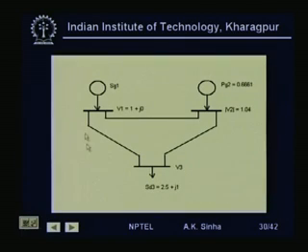Now, if we see this system, this is a 3 bus system. Bus 1 is a slack bus where the voltage is specified as 1 angle 0, that is 1 plus j 0. Bus 2 is a PV bus where we have the real power injection given as 0.6661 per unit and the voltage magnitude at this bus is given as 1.04 per unit. Bus 3 is a PQ bus where the load value is given as 2.5 plus j 1.